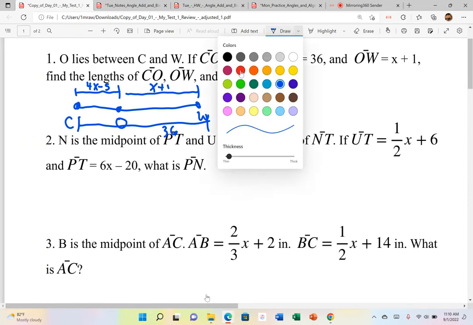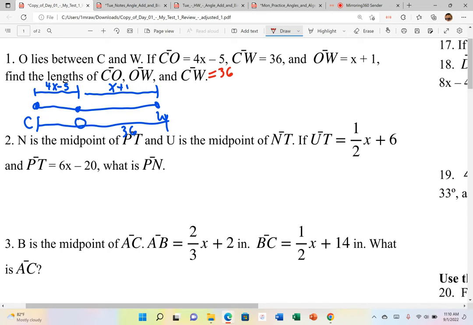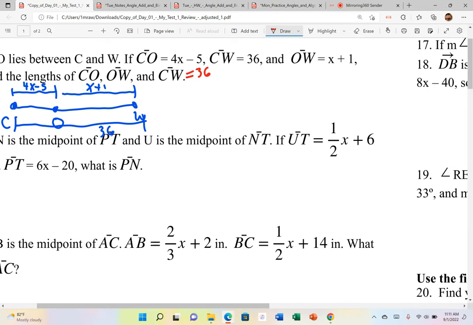Well, the great thing is CW is already given to you. That's 36. So I'm not very sure why that was part of the question. Okay, so anyway, let's use that. So we can use our segment addition postulate, right? Is the whole segment given to us? Do I have something that represents that whole segment? Yes, right? That's 36. So I'm going to write the segment addition postulate here.